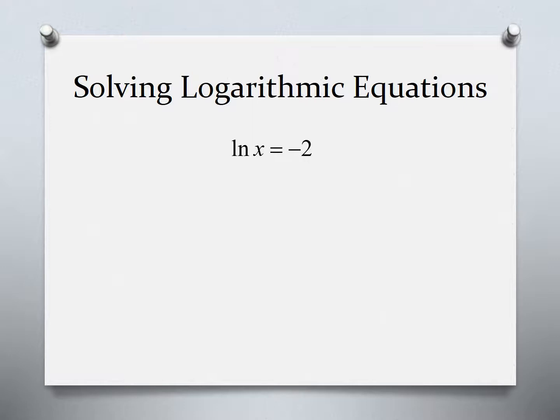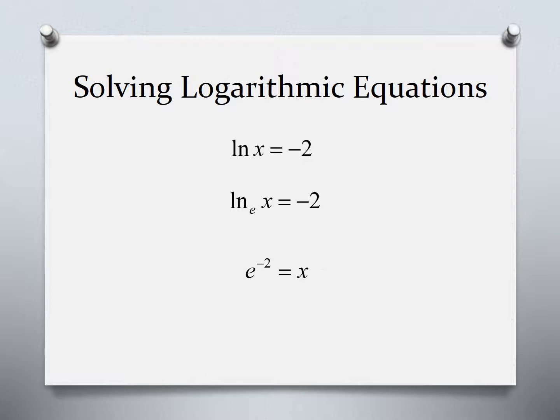Here, I'm dealing with the natural log, so my understood base is e. So if I want to rewrite my equation, I'm really going to rewrite this equation to read e raised to the -2 is x. And also recognize that e is an irrational number, but it is a constant value.